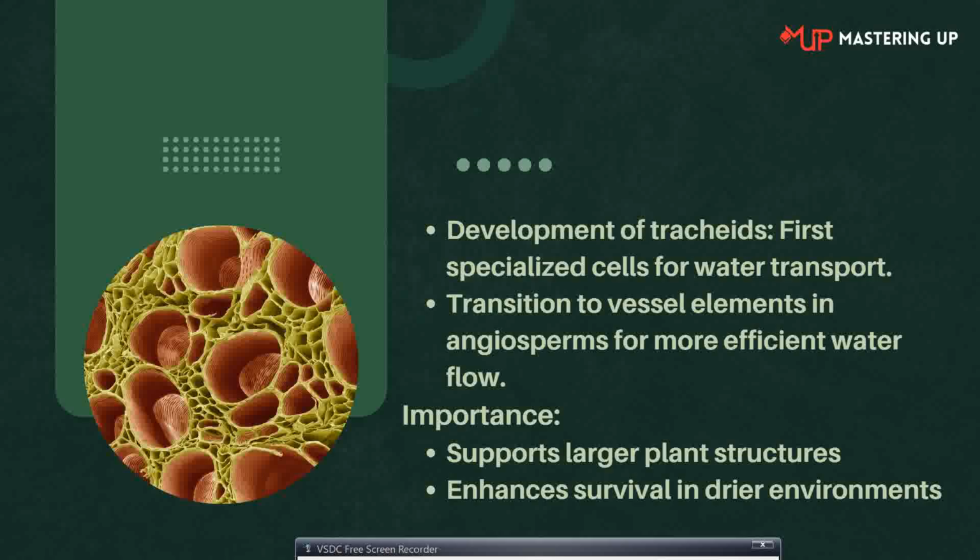So the presence of this xylem system helps plants transport water over long distances. That's why large plant structures are able to survive. It enhances survival in drier environments. Since the plants have a vascular system, they now have a system for water transport and food transport. That's why they were able to adapt to drier environments also. In bryophytes, as we studied, they need moist conditions, but now plants can survive in drier environments.